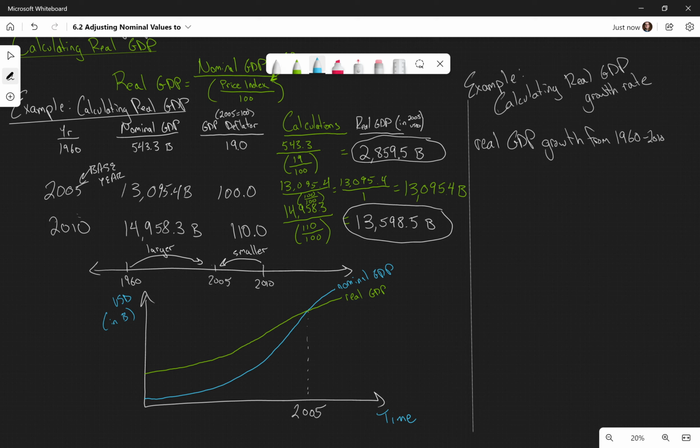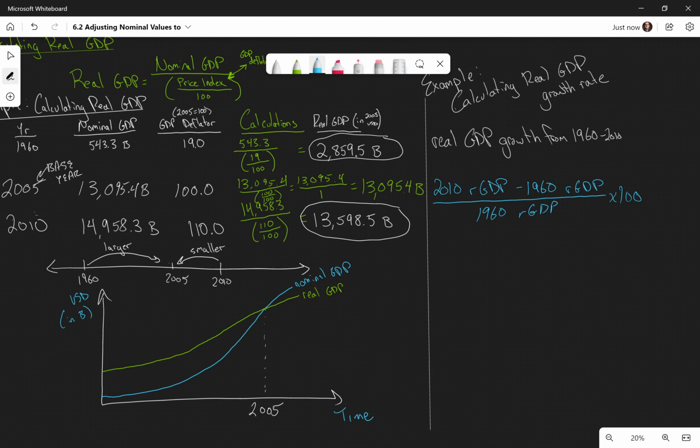So we're just going to be taking our 2010, and I'll just abbreviate real GDP by a lowercase r before the acronym GDP, and we're going to subtract the 1960, and then we're going to do new minus old over old because this is a time thing, so it does march forward and irrevocably from left to right. And then we're going to multiply the whole thing times 100. And that is going to give us our percent change.